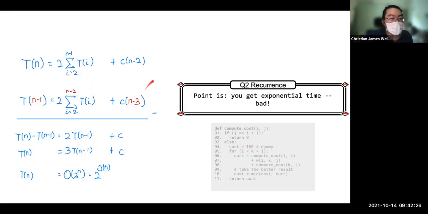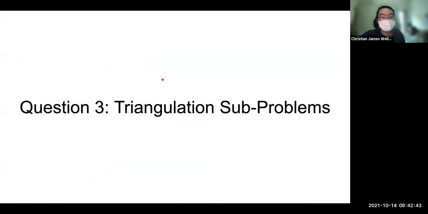Any questions about the math? Frankly speaking, the math should not be the focus of this tutorial. This question is just to show: be careful when you do DP. You need to tabulate. Don't recursively formulate and call it a day. You need to memoize. Okay, so question 3, the triangulation sub-problems.